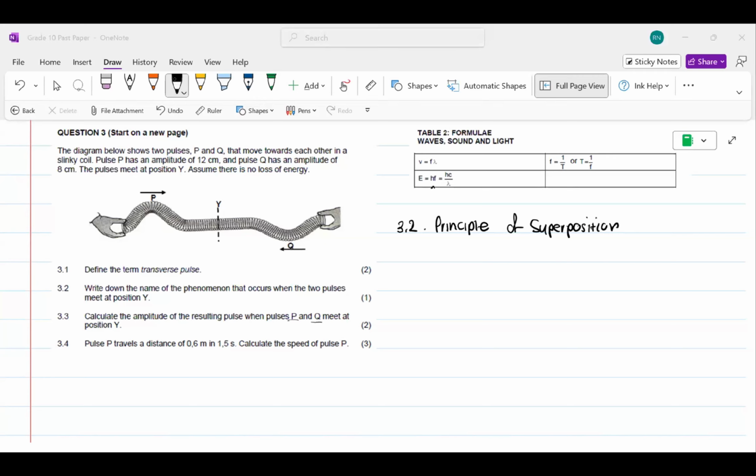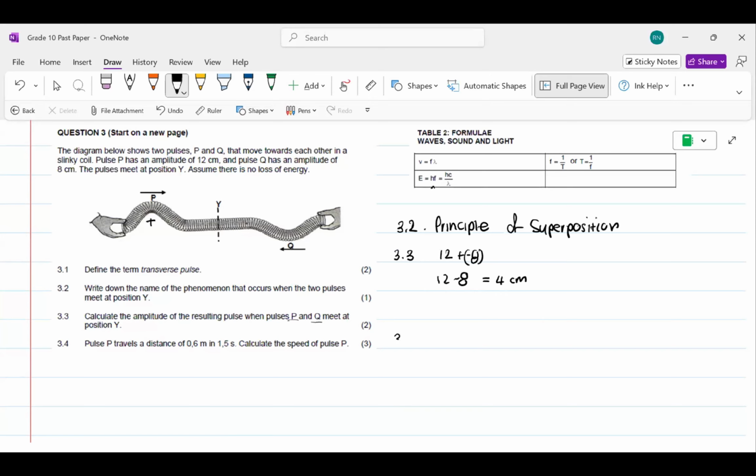Okay, perfect. Yes. Because they are on opposite sides of the reference point, we will say that they are destructively interfering with each other. So for 3.3, the positive amplitude is the 12 one, so we'll have 12 plus minus 8. This will just be 12 minus 8, which gives us 4 centimeters. Perfect. So that will be the amplitude at Y.